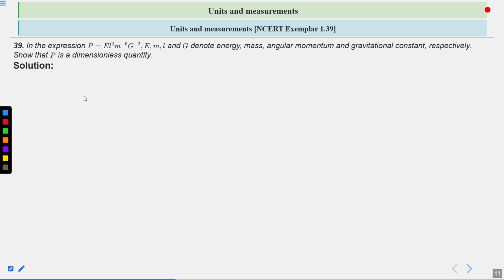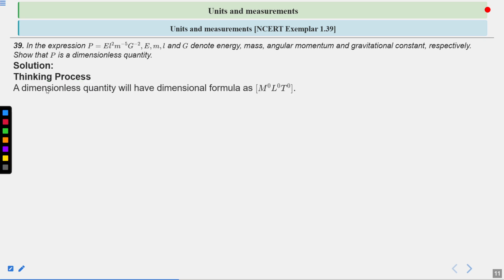Solution, thinking process. A dimensionless quantity will have dimensional formula M0, L0, T0. Suppose we have a quantity which is dimensionless, in that case the dimensional formula is M0, L0, T0.